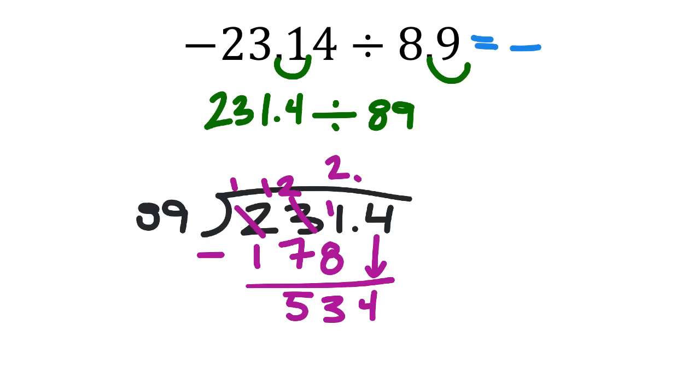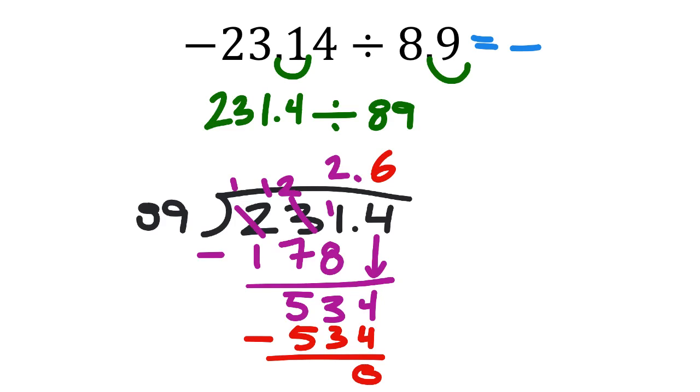Well, 89 will go into 534. Let's see, not 6 times. Oh, maybe it is 6. Okay, well, let's see. 6 times 9 would be 54. And then 6 times 8, 48. Oh, it is. Well, that worked out pretty good. So 0 remaining right there, 2.6.